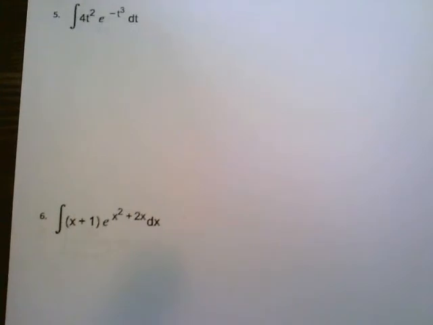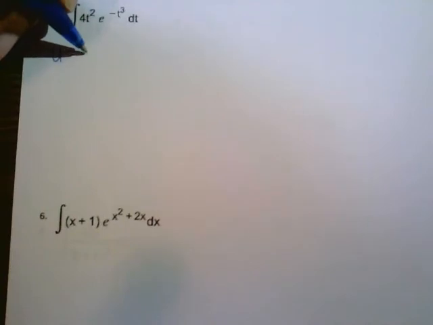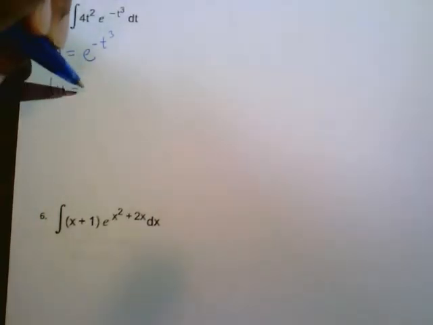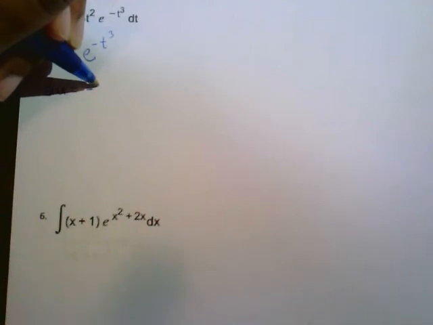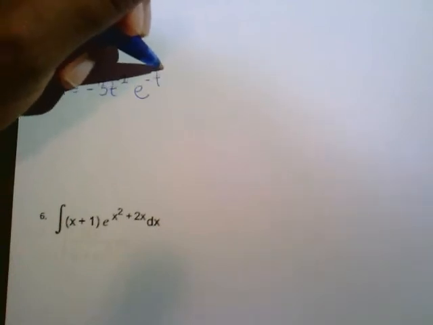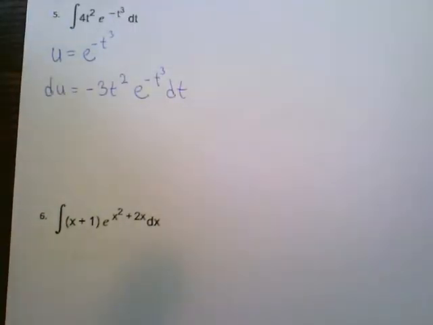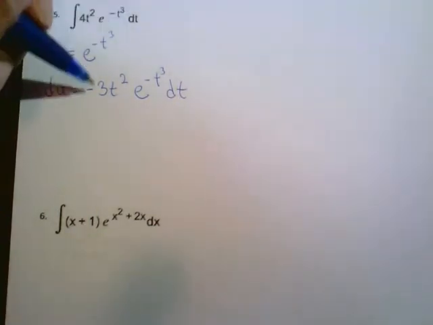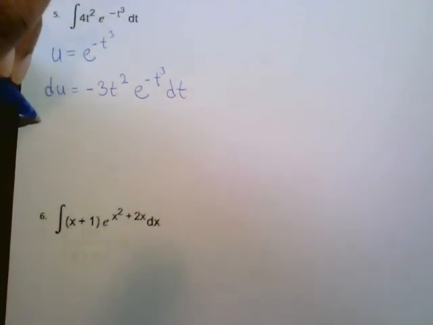Similar to what we just saw with number 4, let's let u be the exponential expression, e to the negative t to the third power. Then du will be negative 3t to the second power, e to the negative t third dt. So then we'll make our substitution. It looks like we have t squared, we have e to the negative t to the third, and we have dt, but we have this negative 3 here, so we'll move it away.